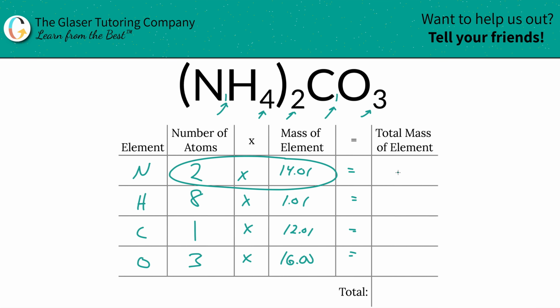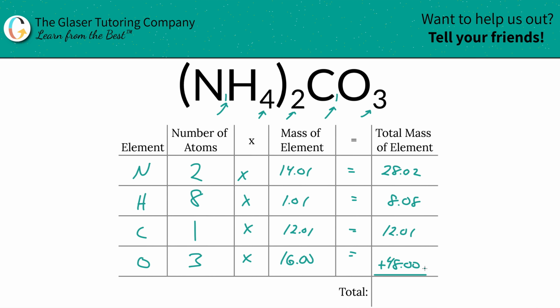All right, and then to find the total mass of the element in the compound, we're simply going to multiply the row on across. So the total mass here of nitrogen is going to be 28.02. The total mass of hydrogen is then 8.08. The total mass of carbon is then 12.01. And the total mass of oxygen is going to be 48.